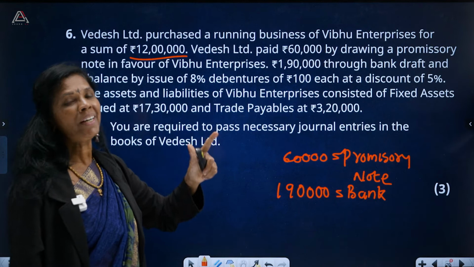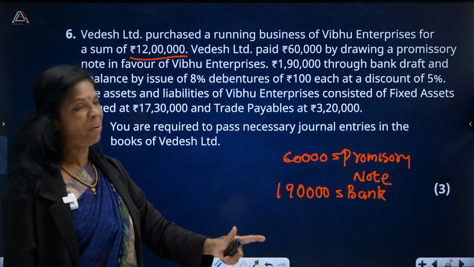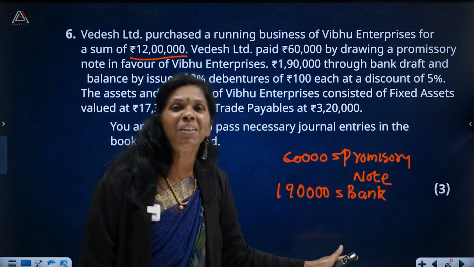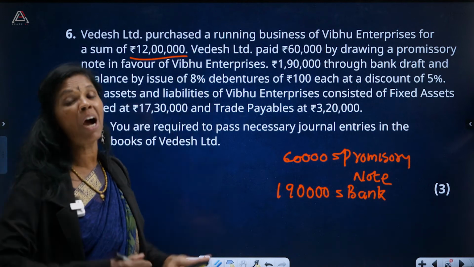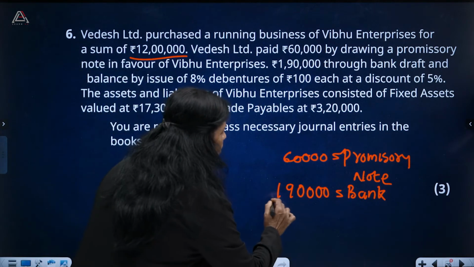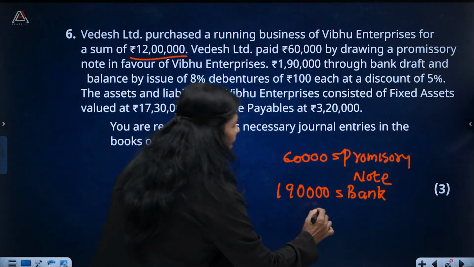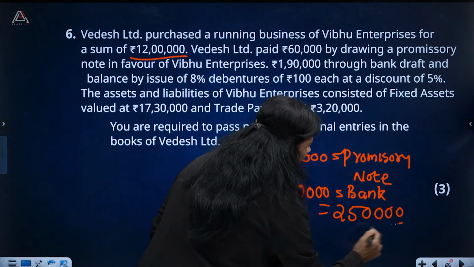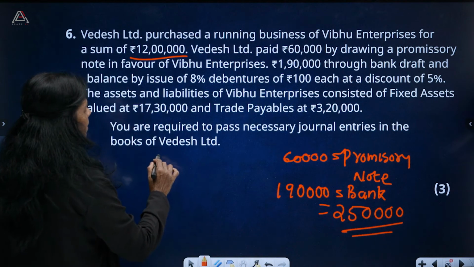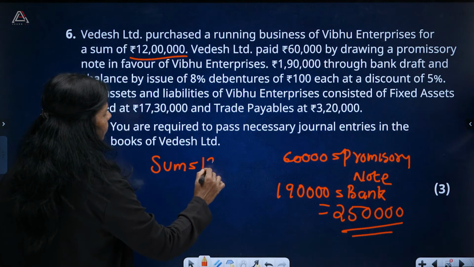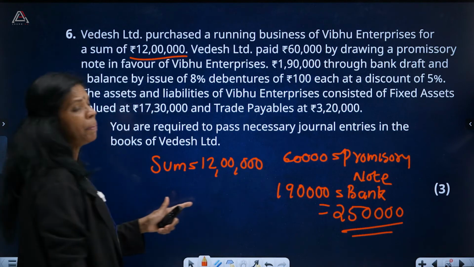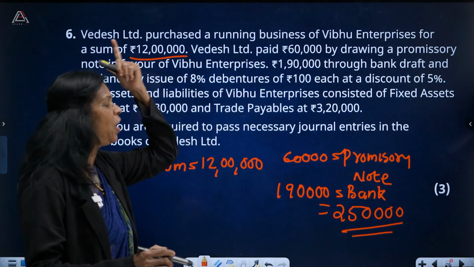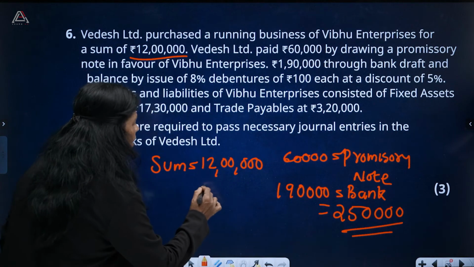See, how much is the total consideration? 12 lakh. Out of this 12 lakh, 60,000 by way of promissory note, then 1,90,000 by way of bank draft, and the balance. How much is the balance? This total, 1,90,000 plus 60,000, how much will you get? 2,50,000. Then how much is the balance? The total purchase consideration is 12 lakh. Out of this, he made 60,000 as promissory note, then 1,90,000 by bank. Then how much is the remaining amount?